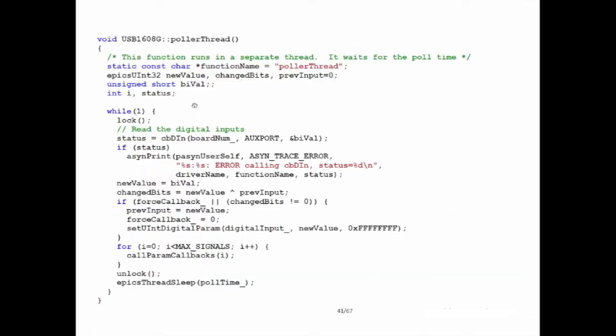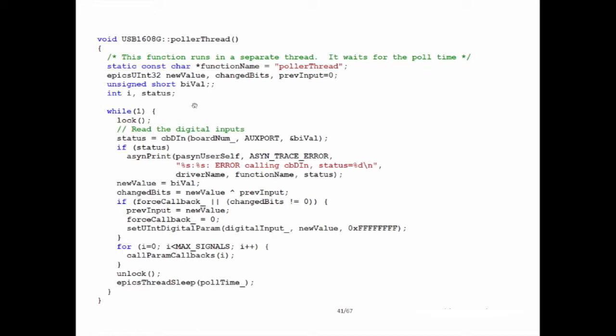So this is the poll thread. It was launched from epicsThreadCreate. It waits for the poll time. And so let's see, what's it doing here? It's an infinite loop, just a while one.